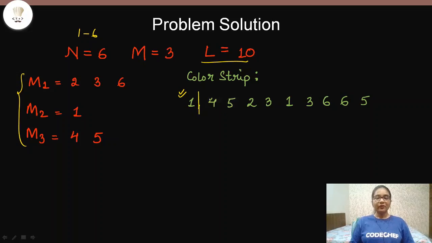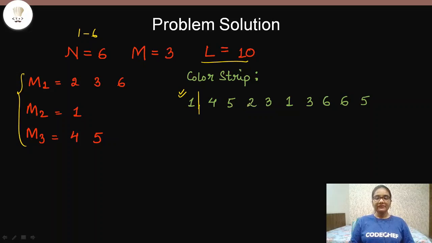Now we have 4 here. So 4 belongs to M3. Now next to 4 we have 5 here. 5 also belongs to M3. So these two colors belong to the same list. That means the chef will not be able to distinguish between these two colors. So 4 and 5 will come in the same segment.